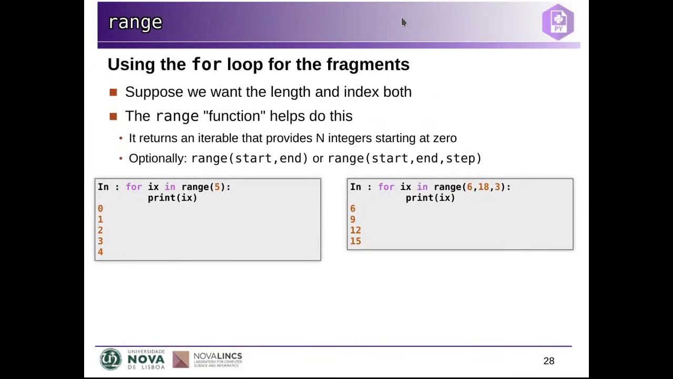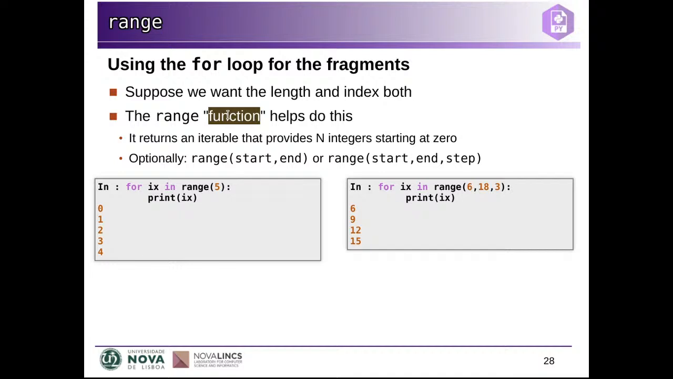Now suppose we want the length and the index. So we want to know that the first fragment has this length, the second fragment has that length, and so on. One thing that is useful for this, if you want to iterate through the indexes of some array, you can use the range constructor. I'm calling it a function here in scare quotes, because it actually creates an object, but we can think of it as a function. It's not a problem.